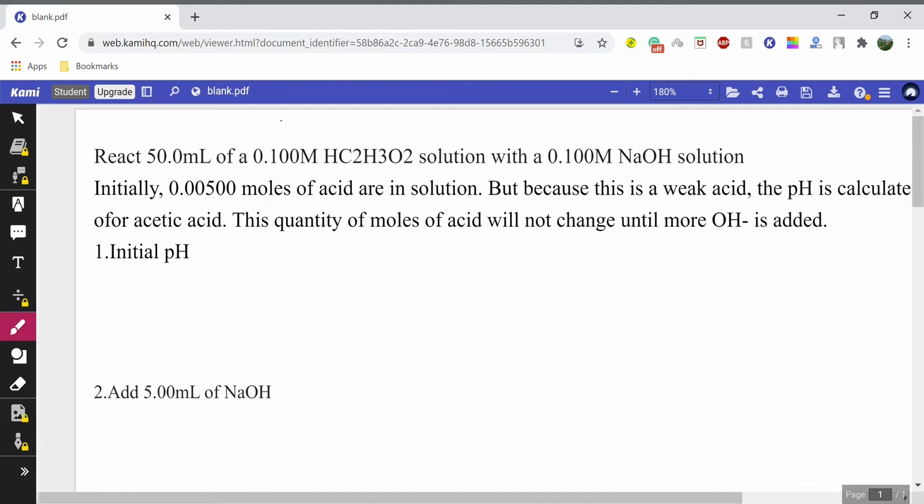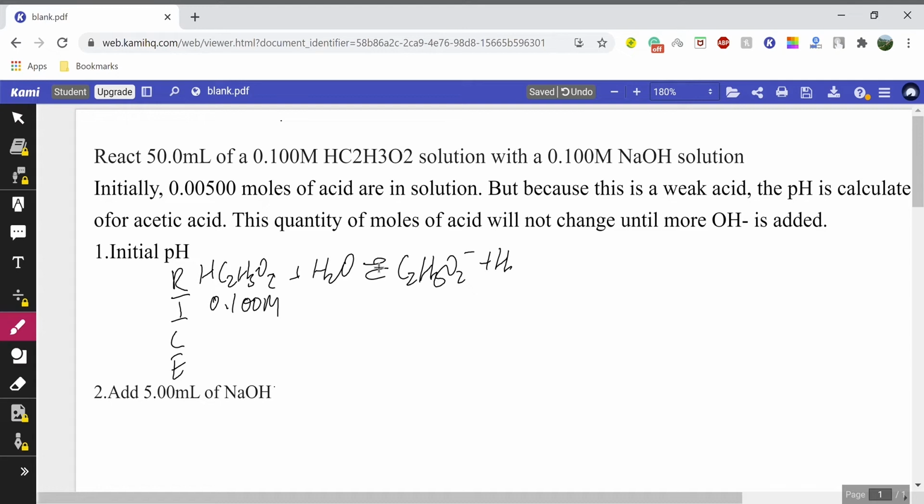And now to calculate the initial pH before any NaOH is added, we're just going to create a simple RICE chart of the weak acid HC2H3O2 and then use the original concentration that we're given, which is 0.100 molar. Plus H2O, this will form C2H3O2 minus plus H3O plus. Because we only have the acetic acid, we won't have any of these to start with, and the change is minus x, plus x, plus x, so 0.1 minus x, x, and x.